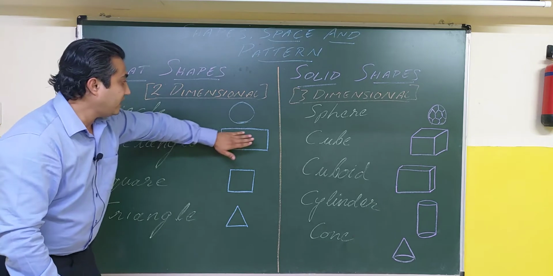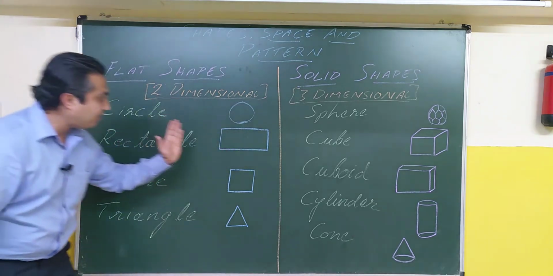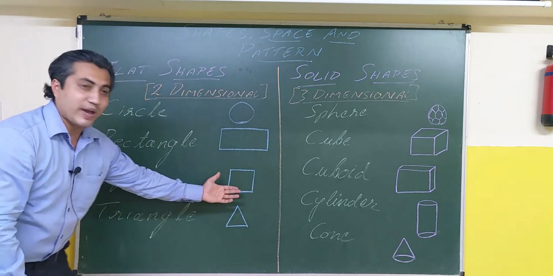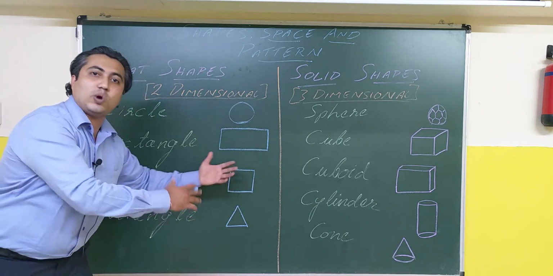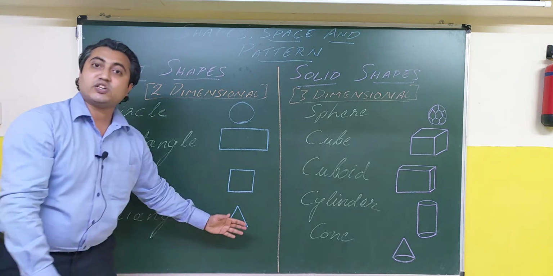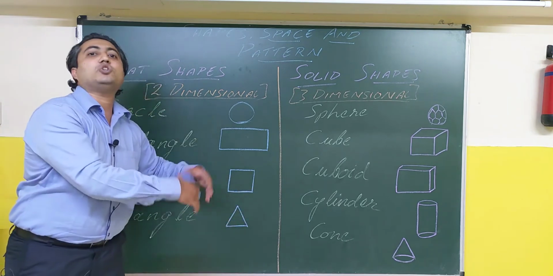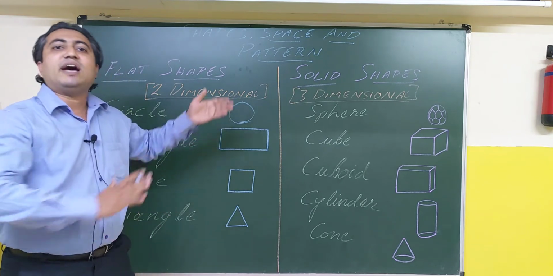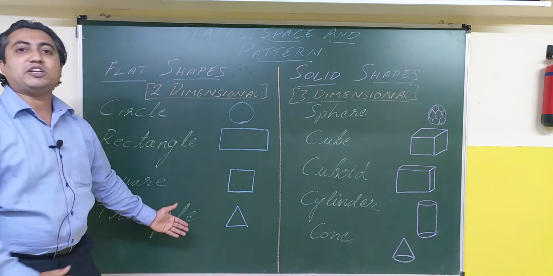Then rectangle. Okay, that is a flat shape. It has no other face. Now here square is a flat shape. It has no other face. Triangle is a flat shape. It has no other face. All these have only one face, and that is why they are called flat shapes.